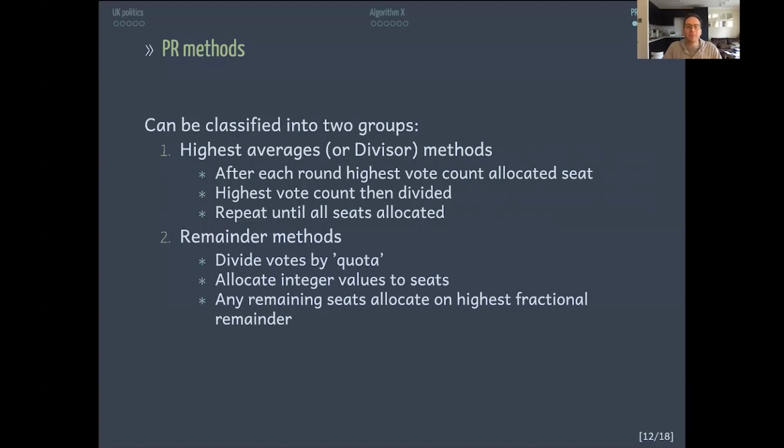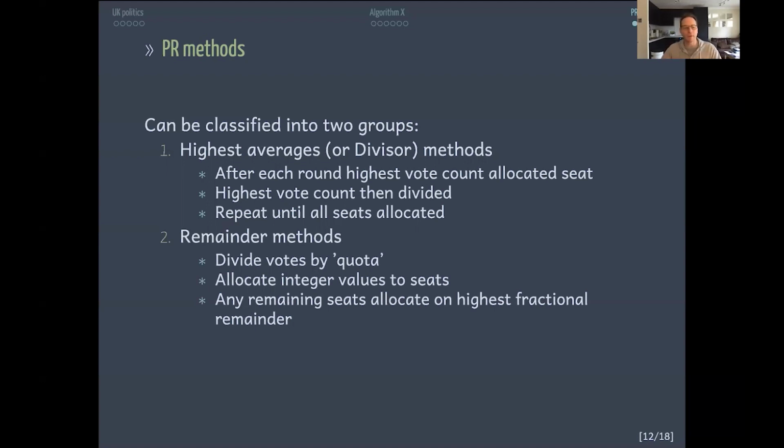For the highest average methods, after each round, the highest vote count gets allocated a seat. Then you divide the highest vote count by some number, and again you repeat the process. Whoever's got the highest vote count after you divide, after each round, gets the next seat, and you repeat this until all seats are allocated. The second method is remainder methods, where you divide votes by a quota, and then you allocate this integer value to seats, and then any remaining seats are allocated on the highest fractional remainder.